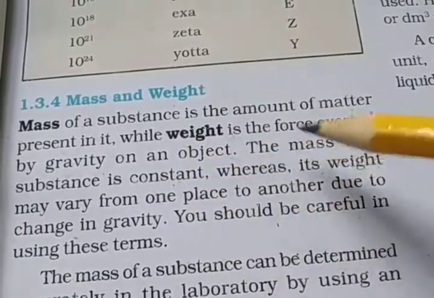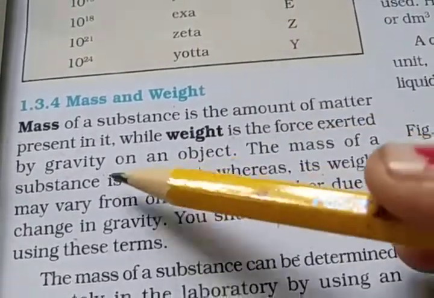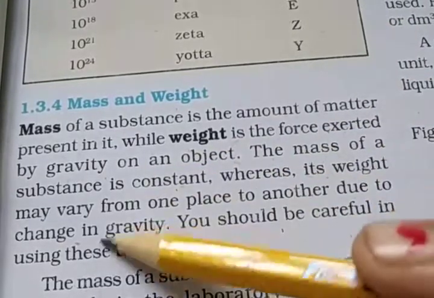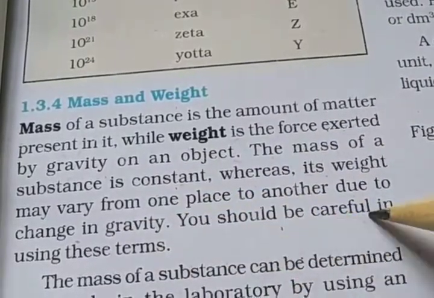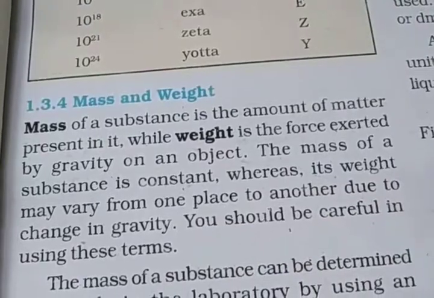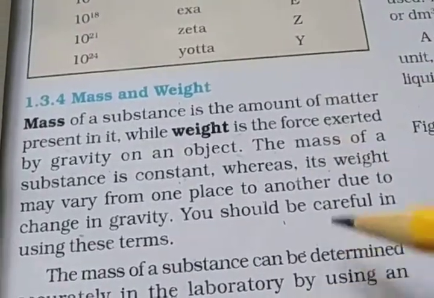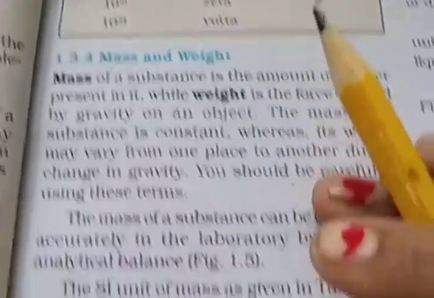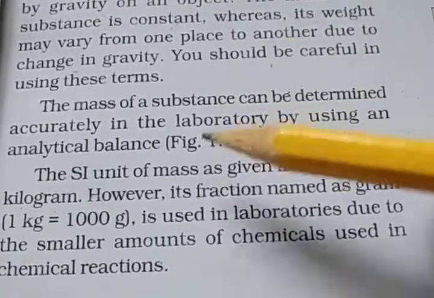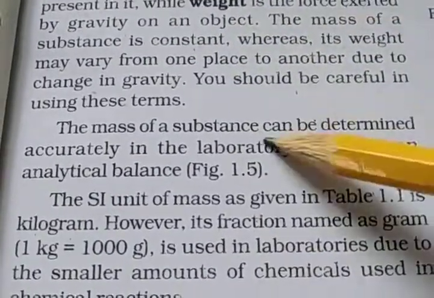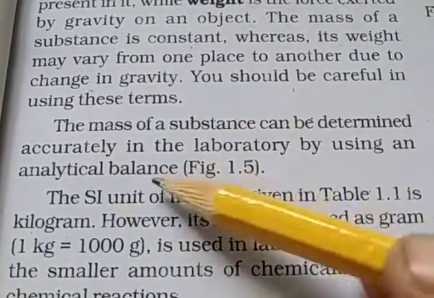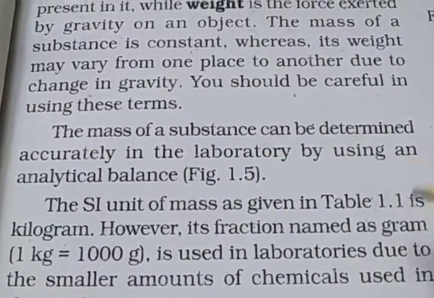But weight is the force exerted by gravity, so its weight may vary from one place to another due to the change in gravity. So you should be careful in using these terms, mass and weight. Mass is constant, so the mass of a substance can be determined accurately in the laboratory by using an analytical balance.